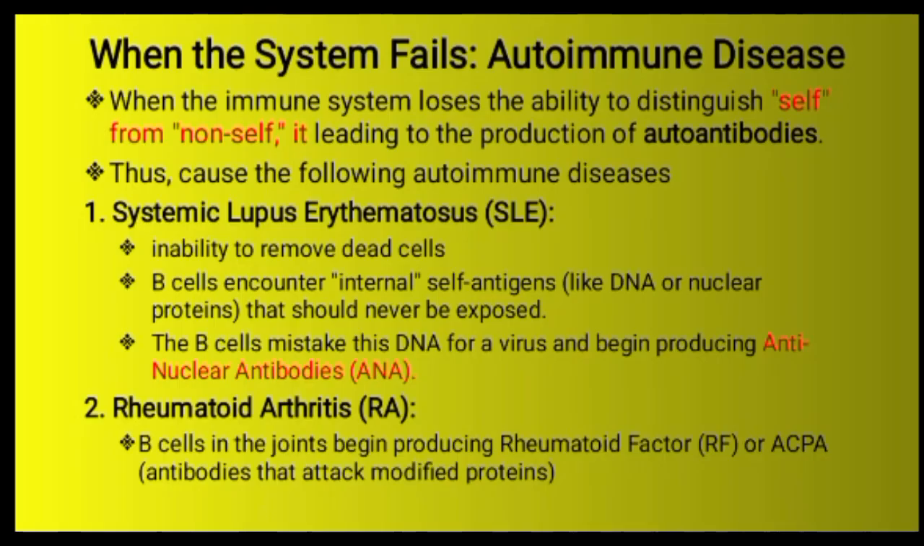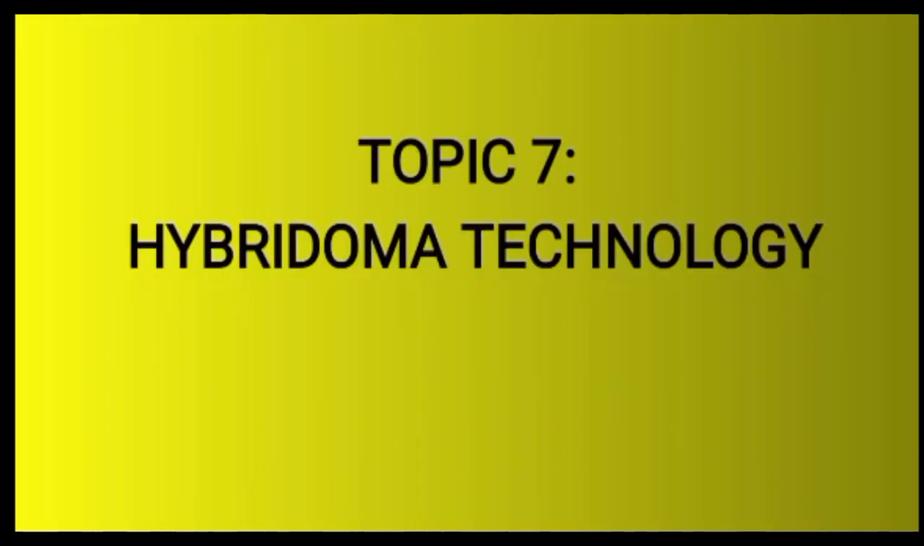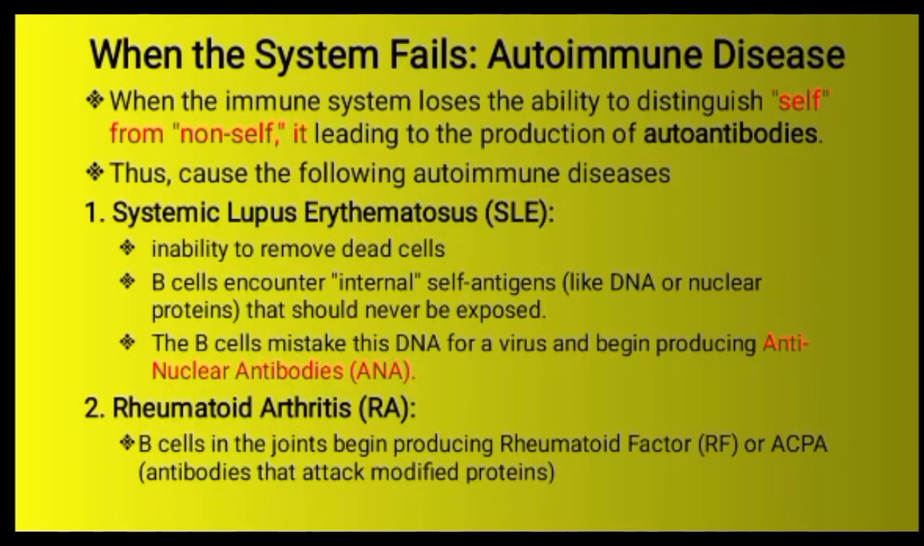Then number two is rheumatoid arthritis. The B cells in the joint begin producing rheumatoid factors like ACPA, antibodies that attack modified protein. And if they do that, they are going to cause a lot of problems and a very advanced systemic malfunction within the body.